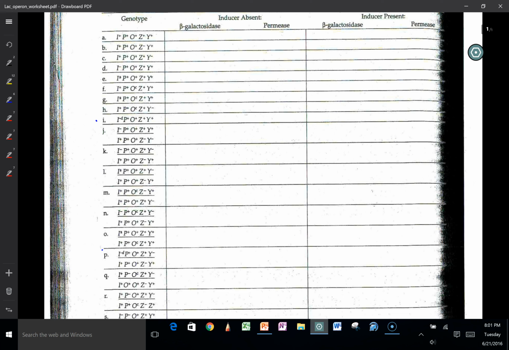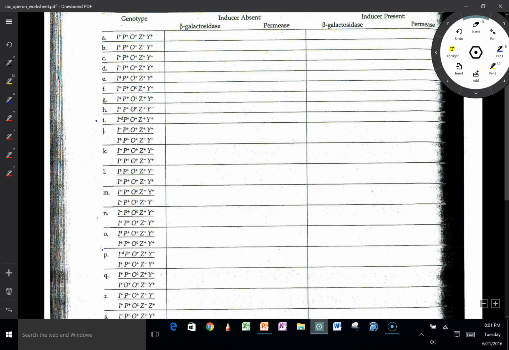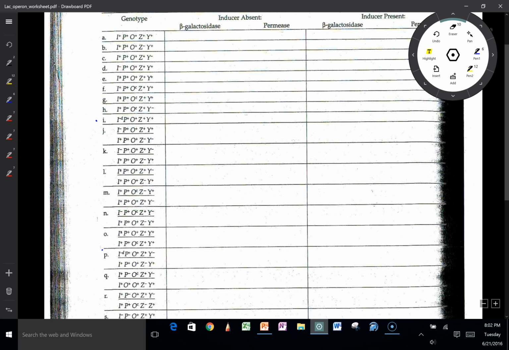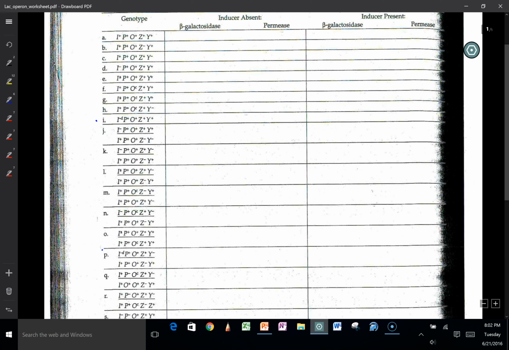All right, so the wild-type phenotype of how this operon works is that in the absence of lactose, so the inducer is absent, the genes are off, and we're just looking at Z and Y, so this is the Z gene and the Y gene. It's off in the absence of inducer, on in the presence of the inducer.